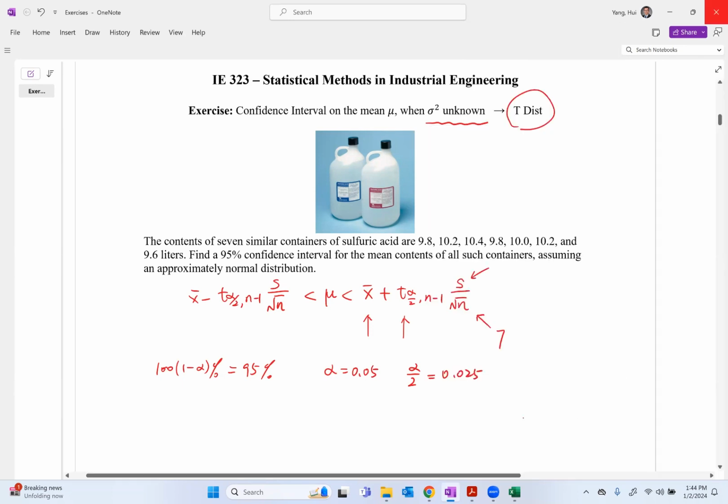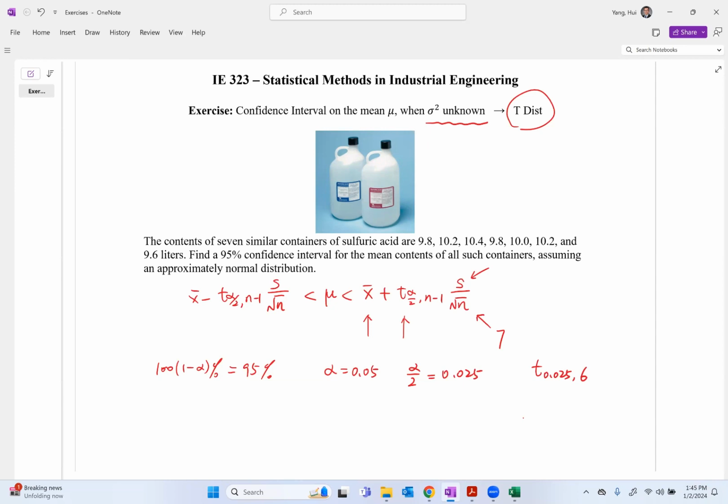okay, t 0.025 and n minus 1. n equals 7, so n minus 1 is 6. So t 0.025, 6, what is this critical value?